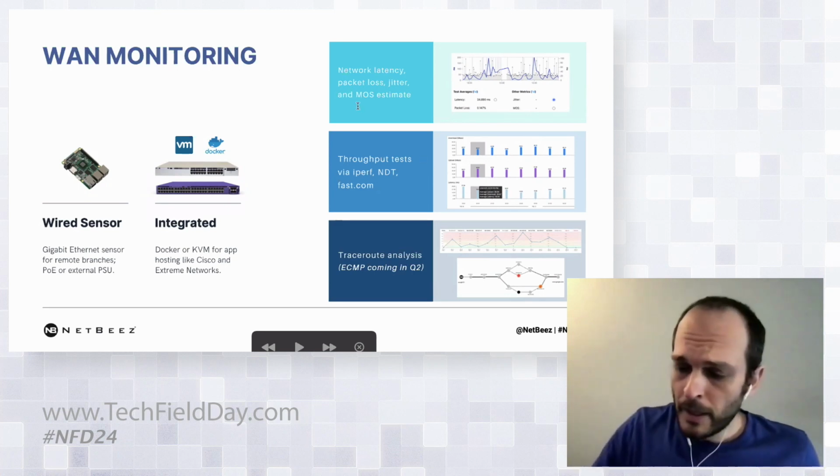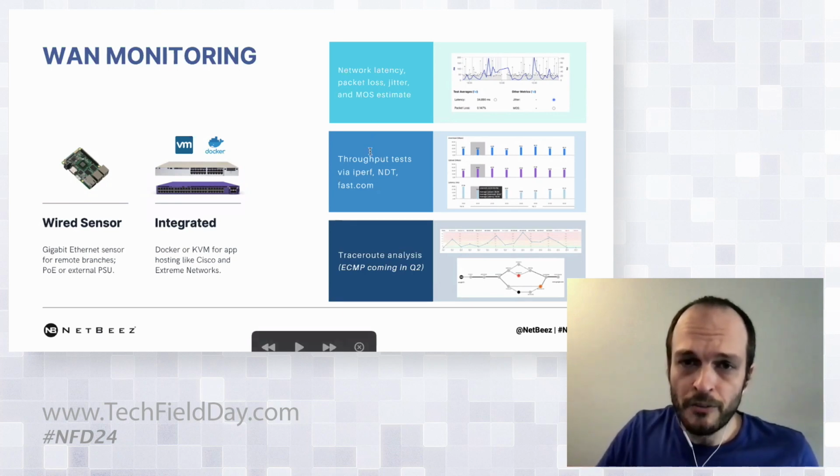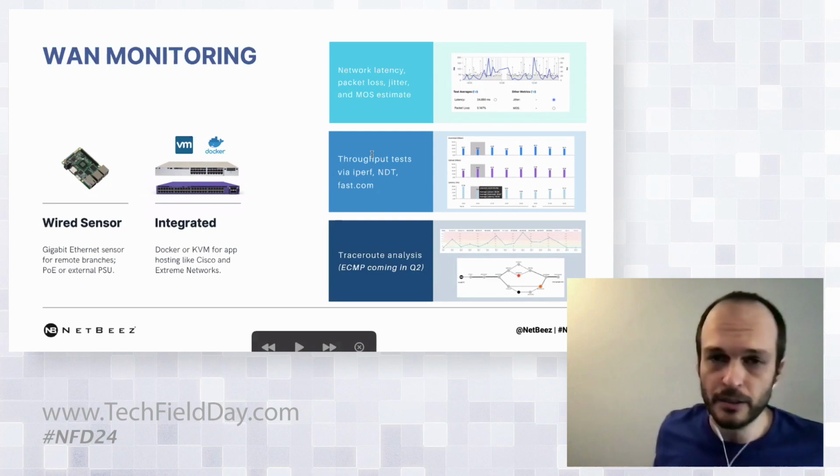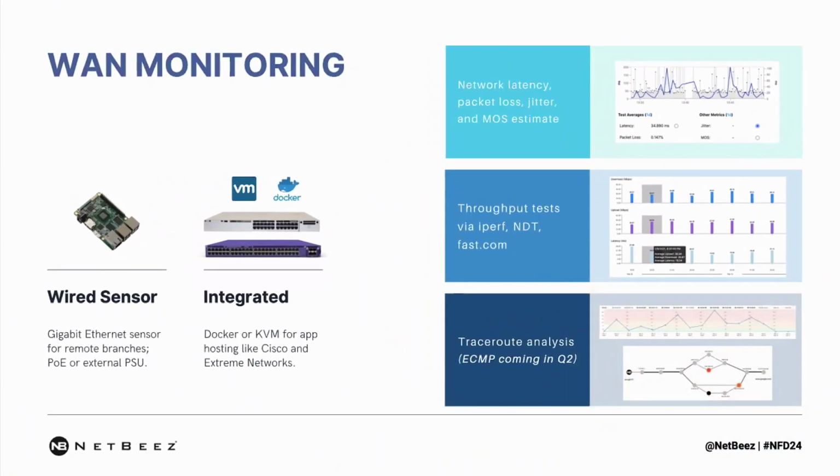Moreover, other than the continuous monitoring tests, we also have throughput tests, which can be scheduled at regular intervals. They can perform agent-to-agent throughput analysis using iPerf, but you can also do a network speed test using NDT and fast.com. And then the sensors can also give you insights about the network topology to understand bottlenecks by visualizing traceroute data, and then coming up in the next quarter with ECMP visualization.